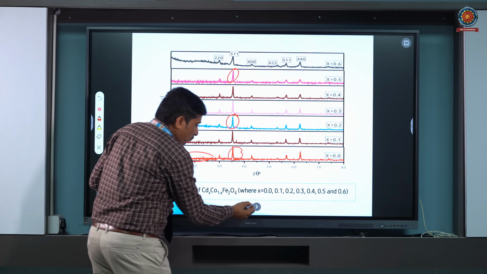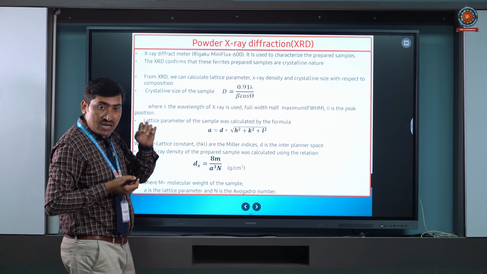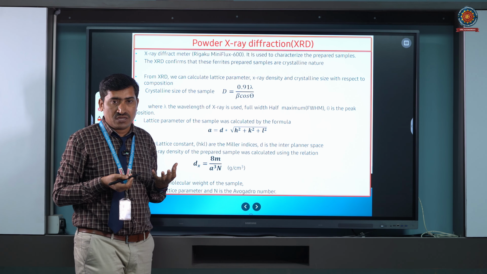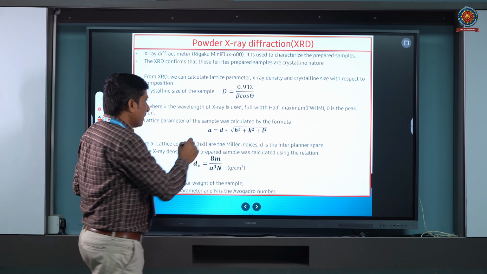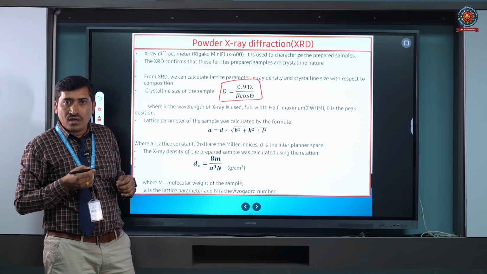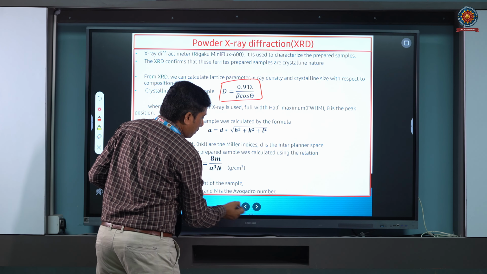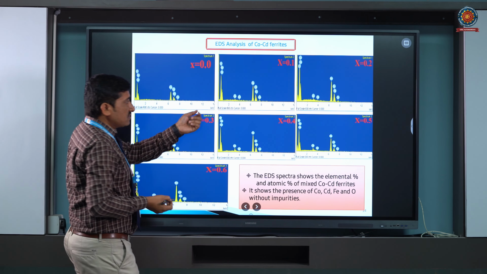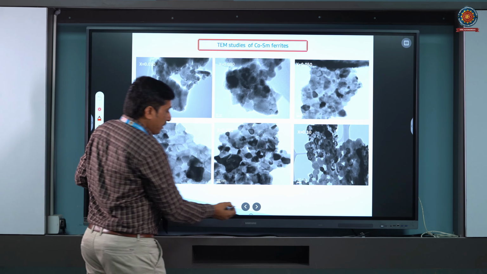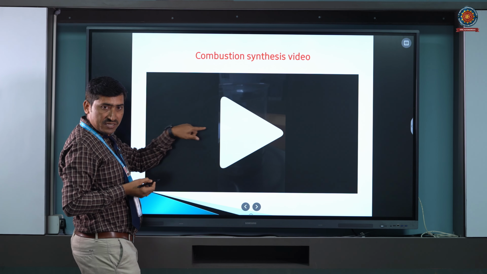Next, we also calculate the crystallite size, since our material is crystalline. The formula is D equals 0.91 lambda divided by beta cos theta. These are EDS spectra, and this is a TEM figure showing surface morphology.